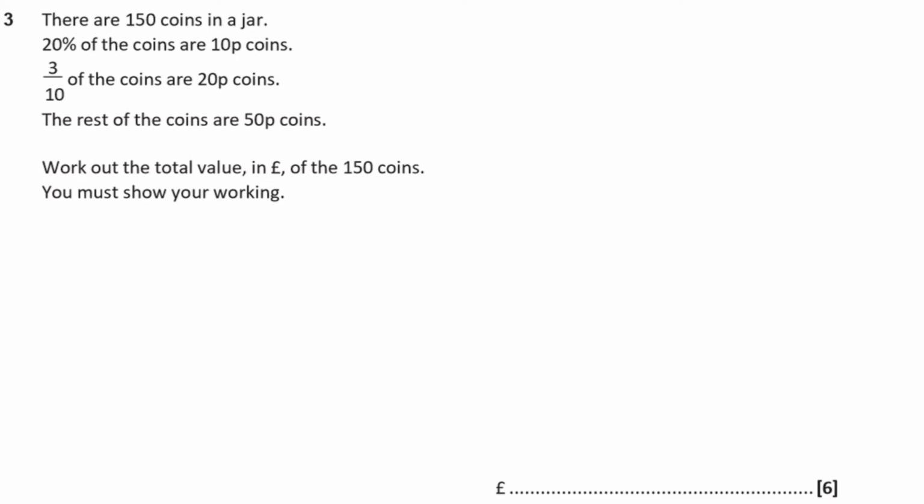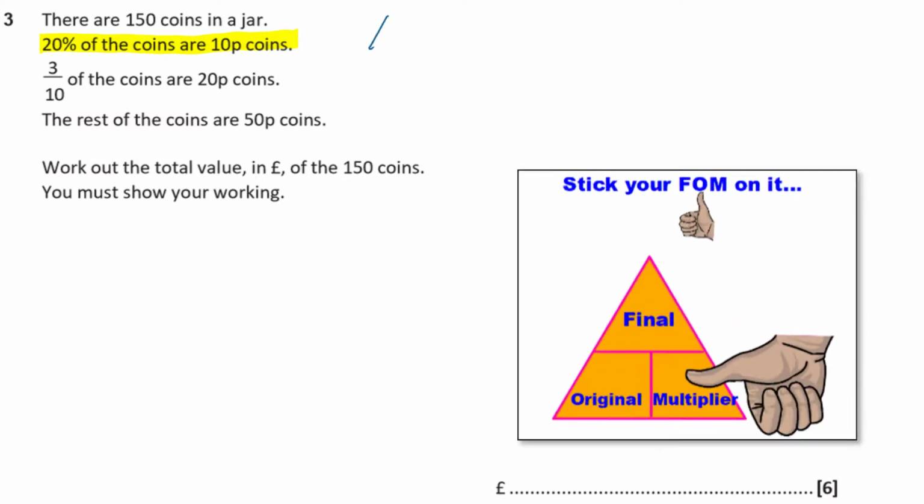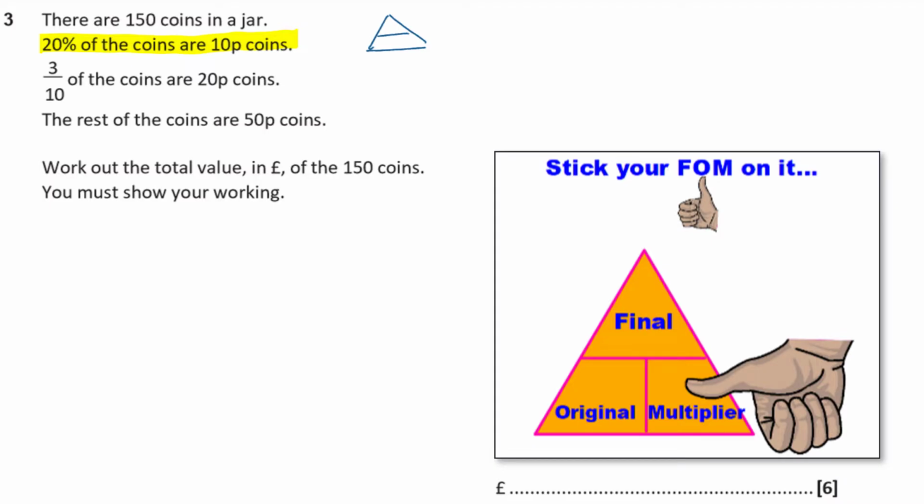I'm going to start with the percentage thing here. 20% of the coins are 10p coins. So I need to find a percentage of a number. Using the triangle FOM, final original multiplier, I'm going to work out what my percentage is. The final is the thing I want to find. That is the number of coins that represent 20%.